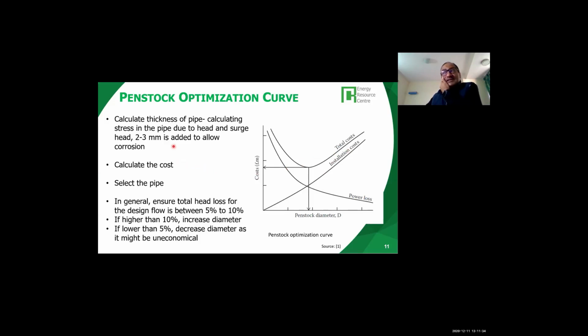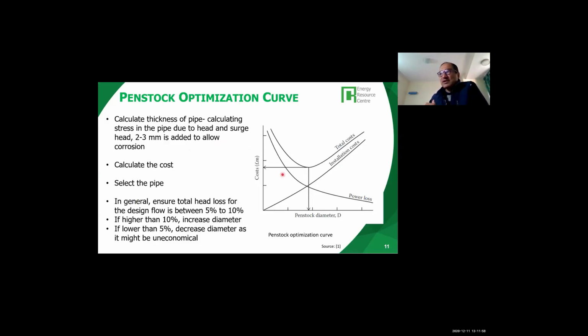Also, you need to calculate the thickness of the pipe, calculating the stress in the pipe due to head and surge head. And there are methods to do that. In the exercise, it's already given there. In the textbook, it's explained how to calculate the surge. All the formulas are explained. And you add 2 to 3 millimeters to allow for corrosion.